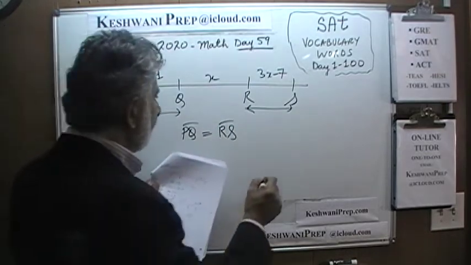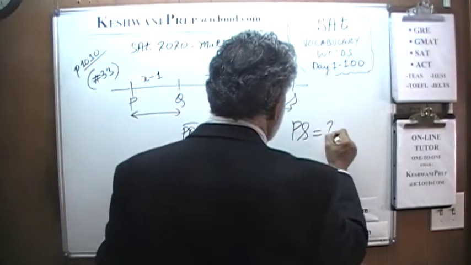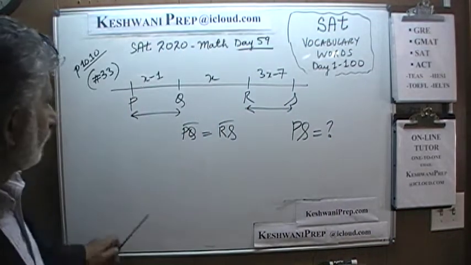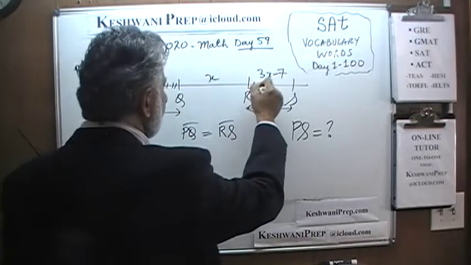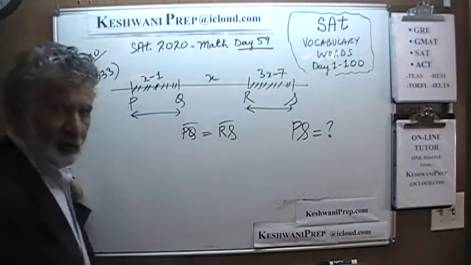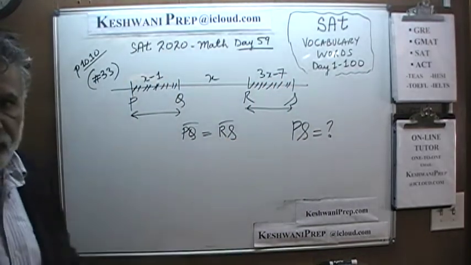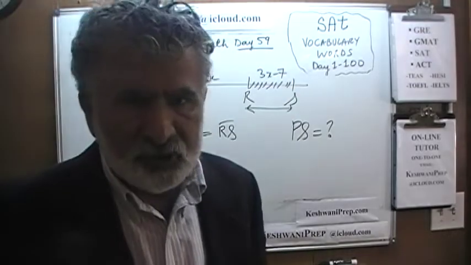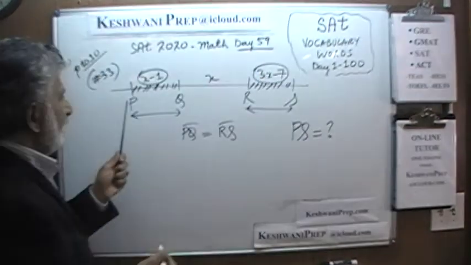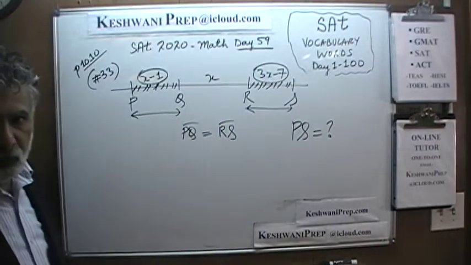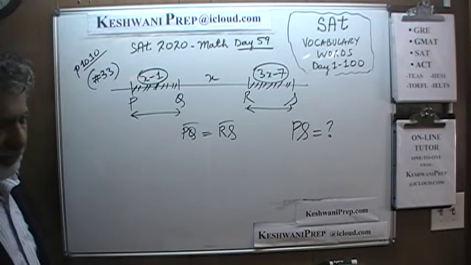The question simply is, if this distance is equal to this distance, then how much is the distance from P to S? Again, it's much ado about nothing at all. They're simply giving an equation where we are told that this quantity is equal to that quantity. It's a very simple linear equation. We solve for x. Once we solve for x, we'll find the answer.